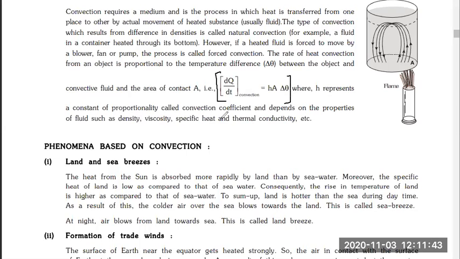Now, this is the formula of convection current. And this will also depend on the area as well as the temperature difference. We won't be using this a lot, but you can just write down this formula in case some question is asked.